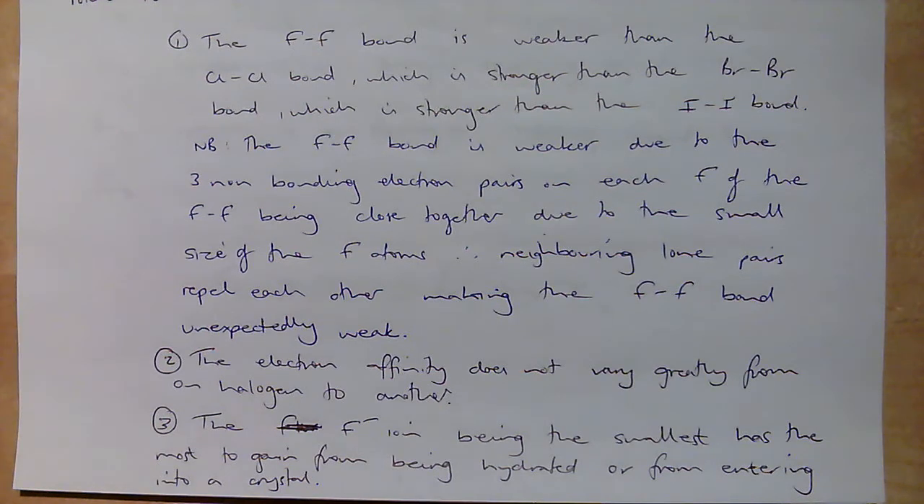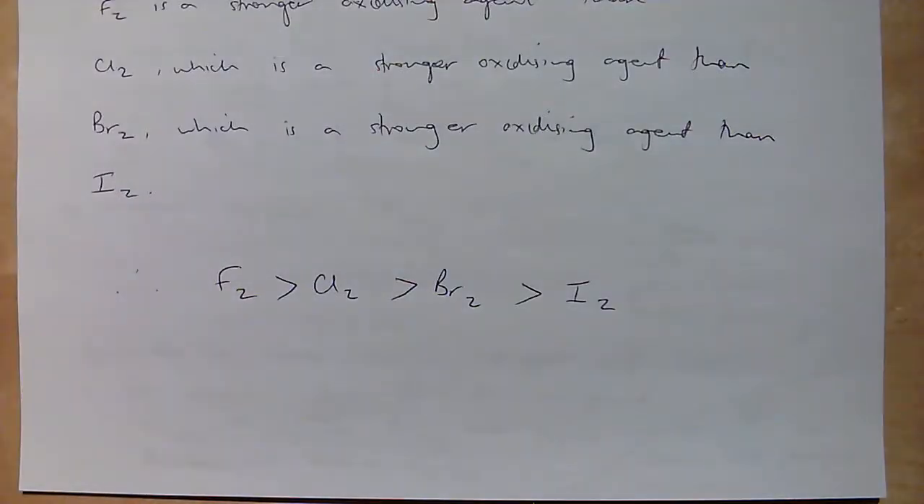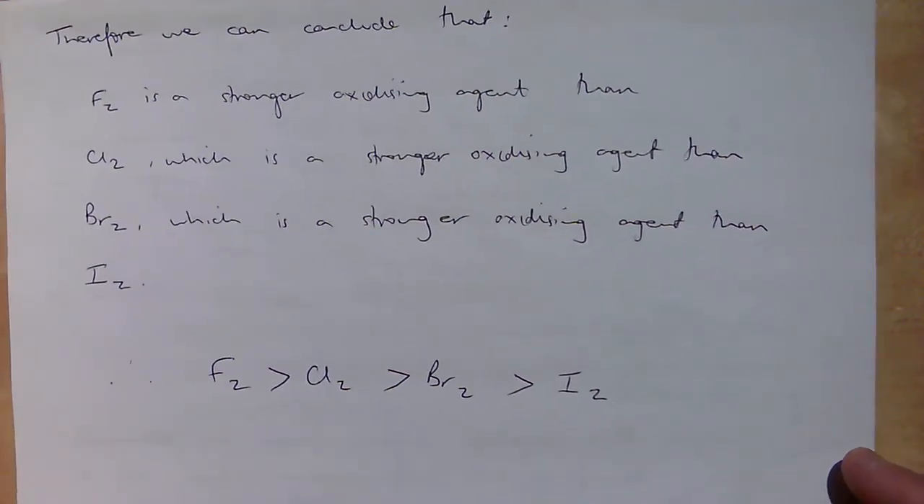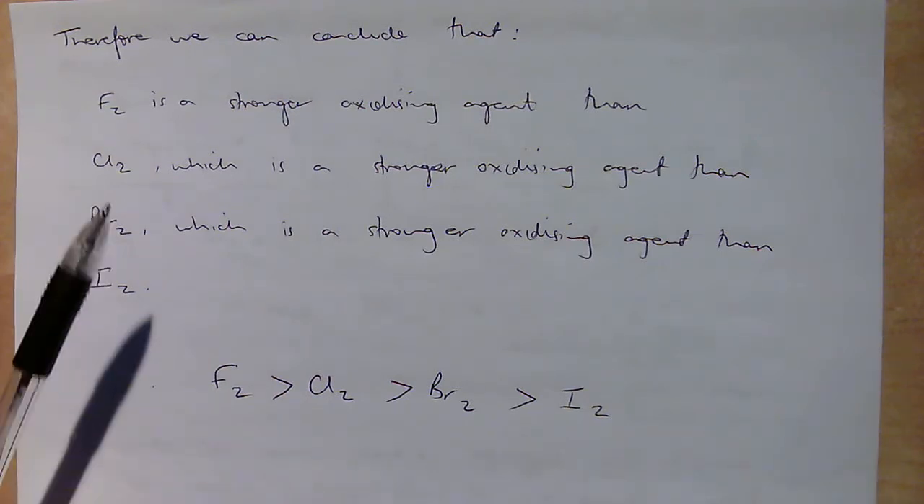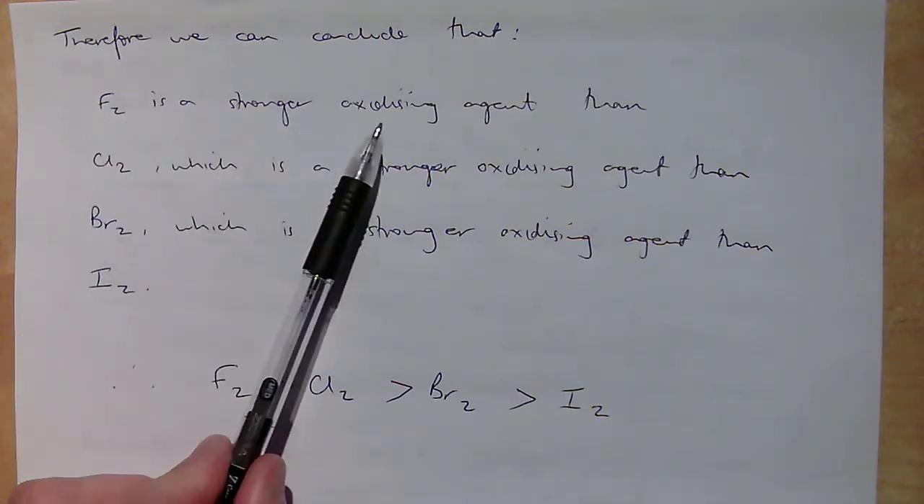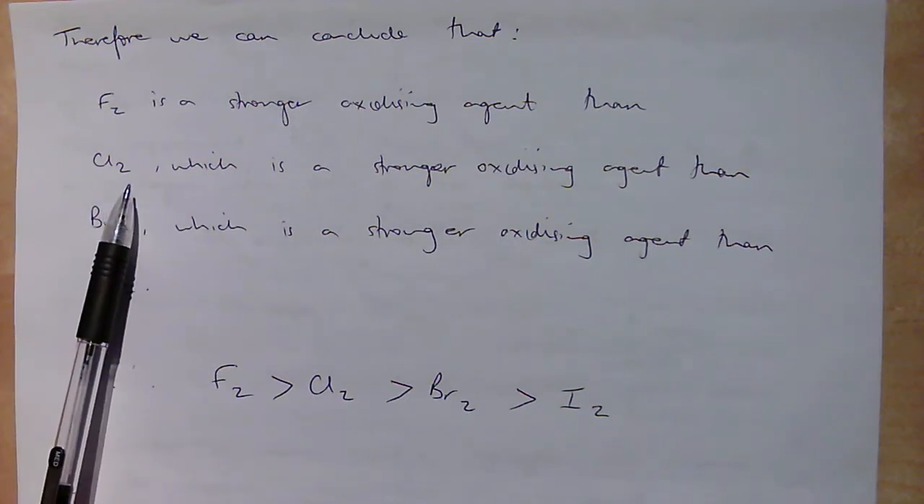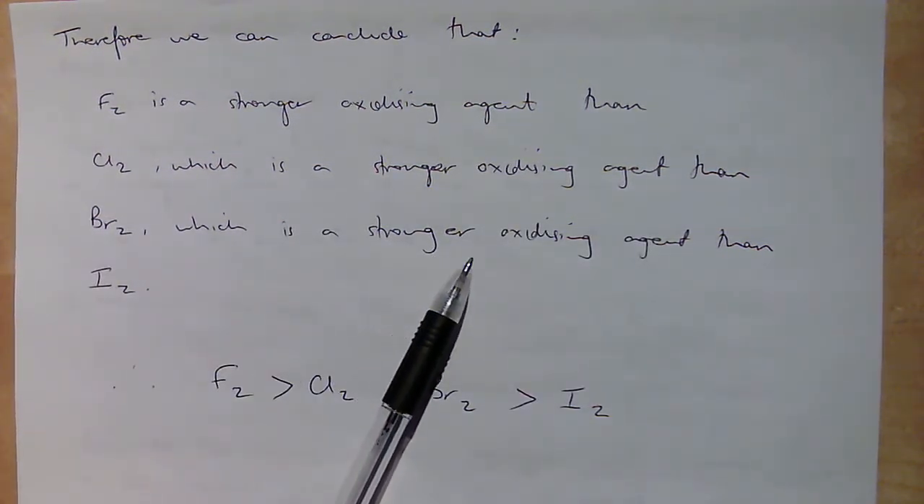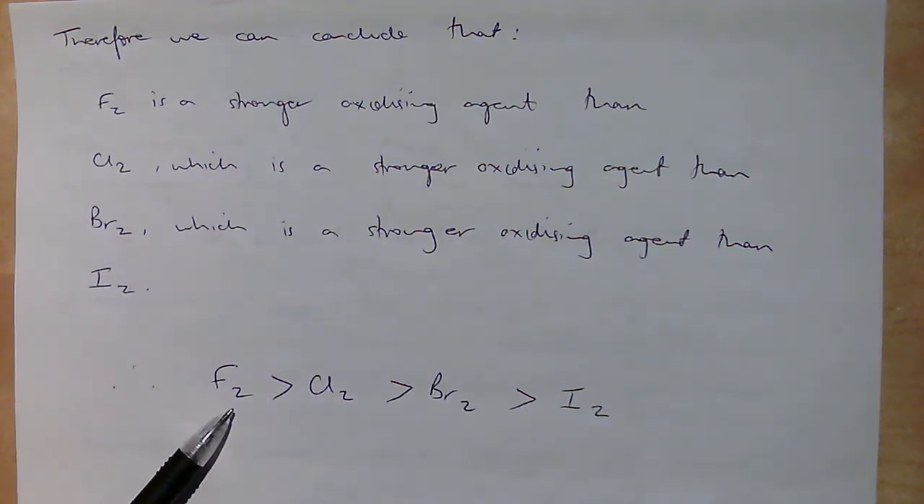Okay, so therefore we can conclude that F2 is a stronger oxidizing agent than Cl2, which is a stronger oxidizing agent than Br2, which is a stronger oxidizing agent than I2. So F2 is a stronger oxidizing agent than Cl2, which has stronger oxidizing power than Br2, which has stronger oxidizing power than I2.